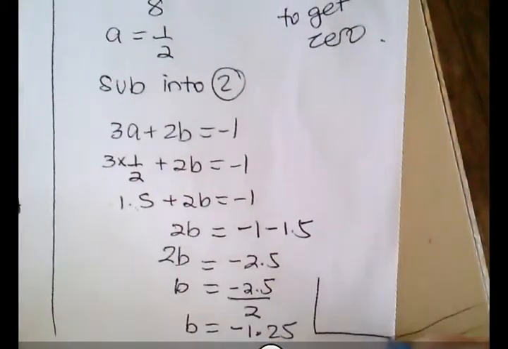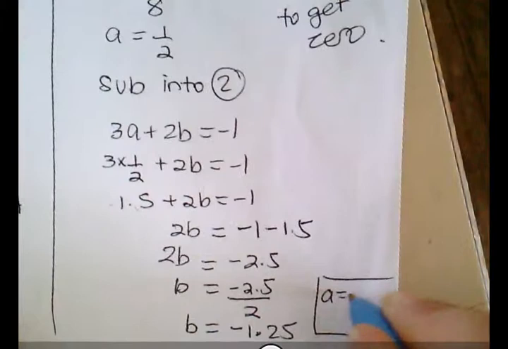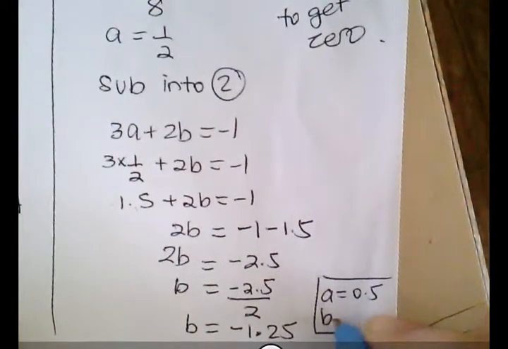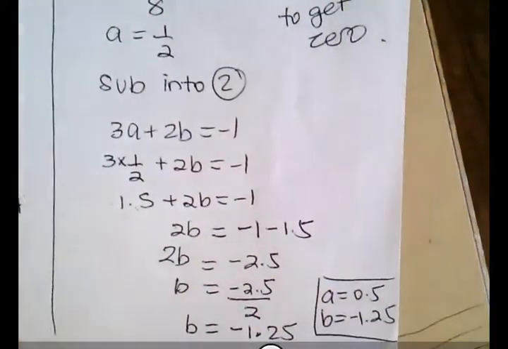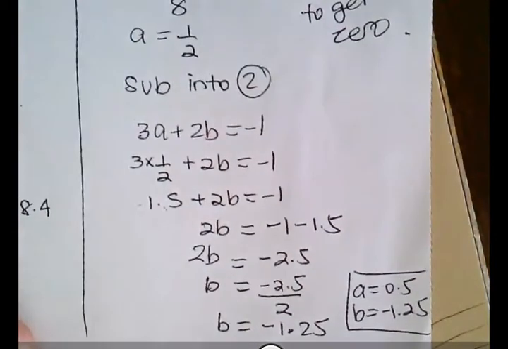So therefore, if you want to write it as decimals, that's fine. A is a half. B is negative 1.25. Or you could have written them both as decimals.